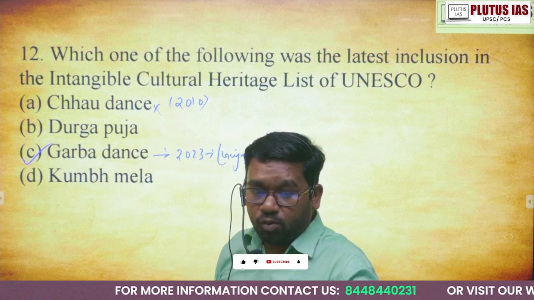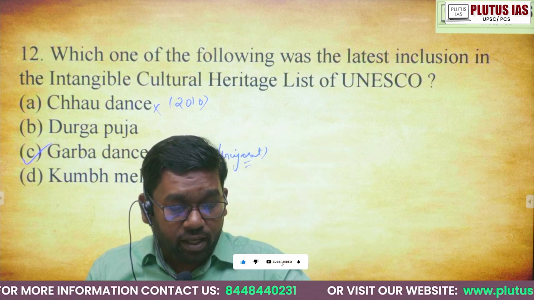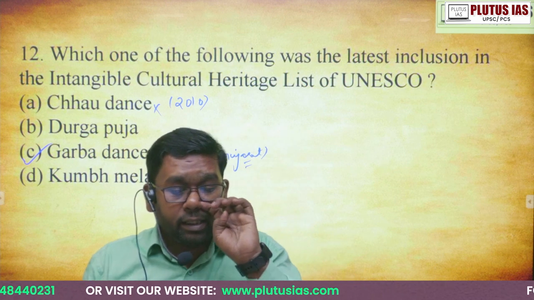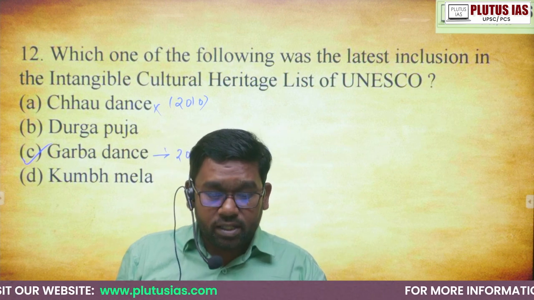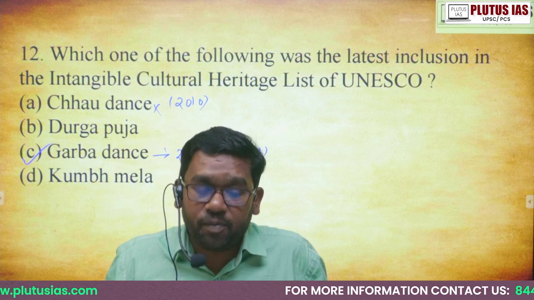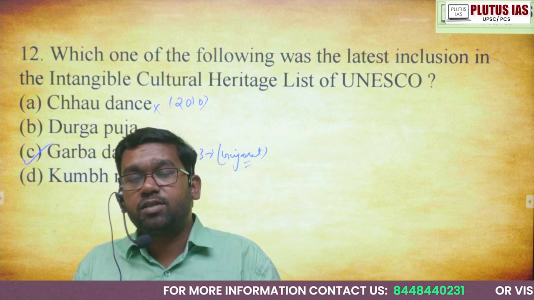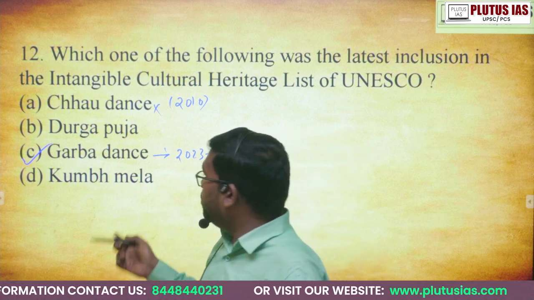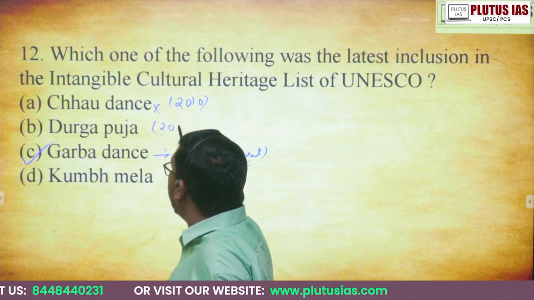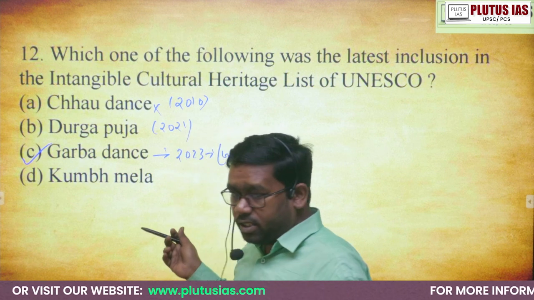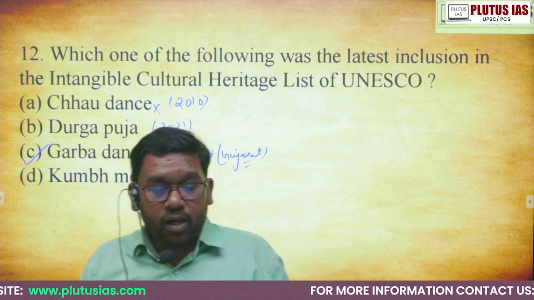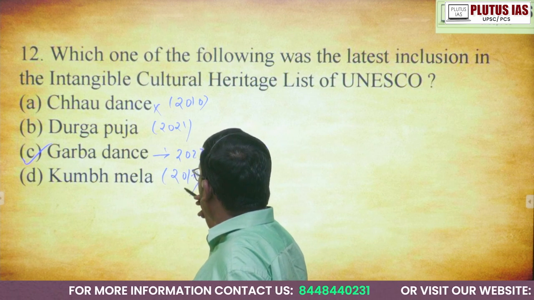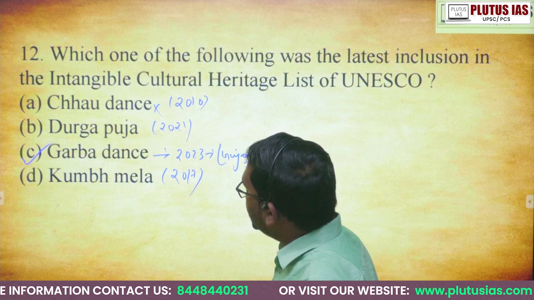If you discuss Durga Puja, it is also a very important festival, right? Durga Puja jo hai, it is mostly there in Kolkata mein hai, bahut famous hai, aur dusre desh mein, dusre rajya mein bhi hota hai. But Durga Puja of Kolkata is the one that is very famous. It is included into the UNESCO intangible site in 2021. So 2021 hamara answer hai. When we discuss Kumbh Mela, do you know Kumbh Mela was included in 2017? So of course answer of this question will be Garba dance.